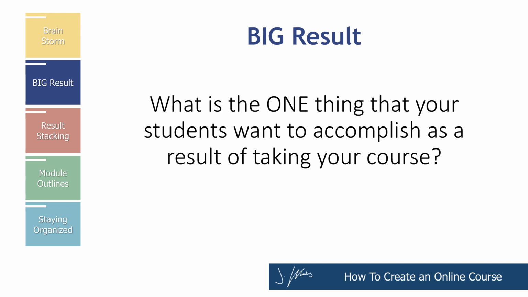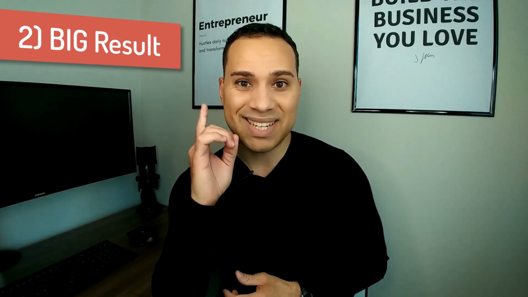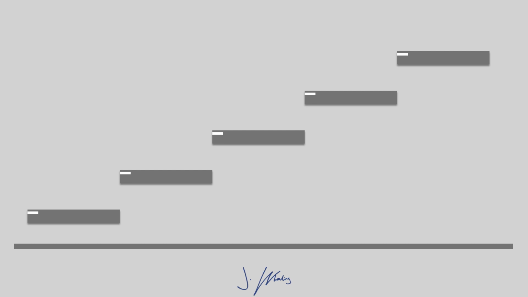And chances are there are a lot of different things you're going to be offering in your online course, and a lot of different things people are going to be able to do as a result of taking it. But we want to identify the one big one. This one big result is going to be the final step in our progression ladder, which I'm going to get to in the next step.